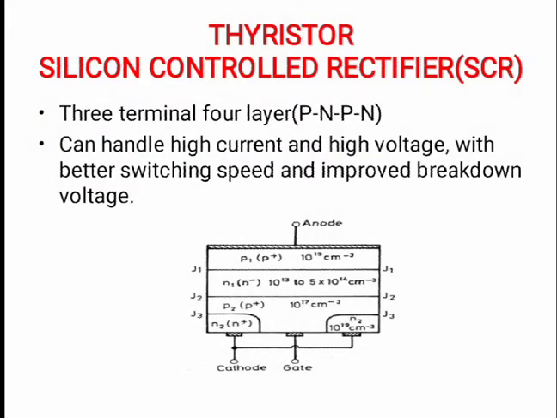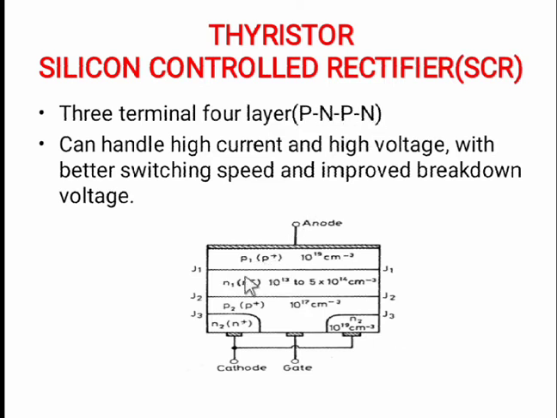So now we will continue from the thyristor. It is also known as the SCR, silicon controlled rectifier. The basic structure of the SCR is shown in the figure. It is a 3-terminal, 4-layer PNPN device. The 3 terminals, as its name indicates, are anode, cathode and gate, and it has four layers, PNPN.